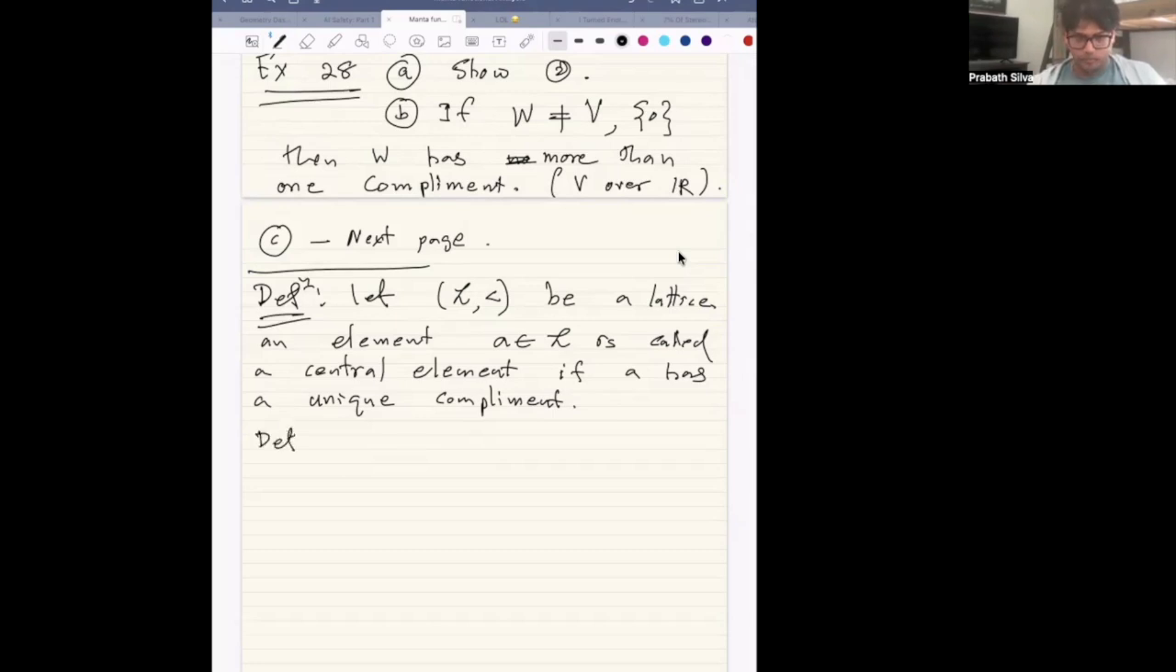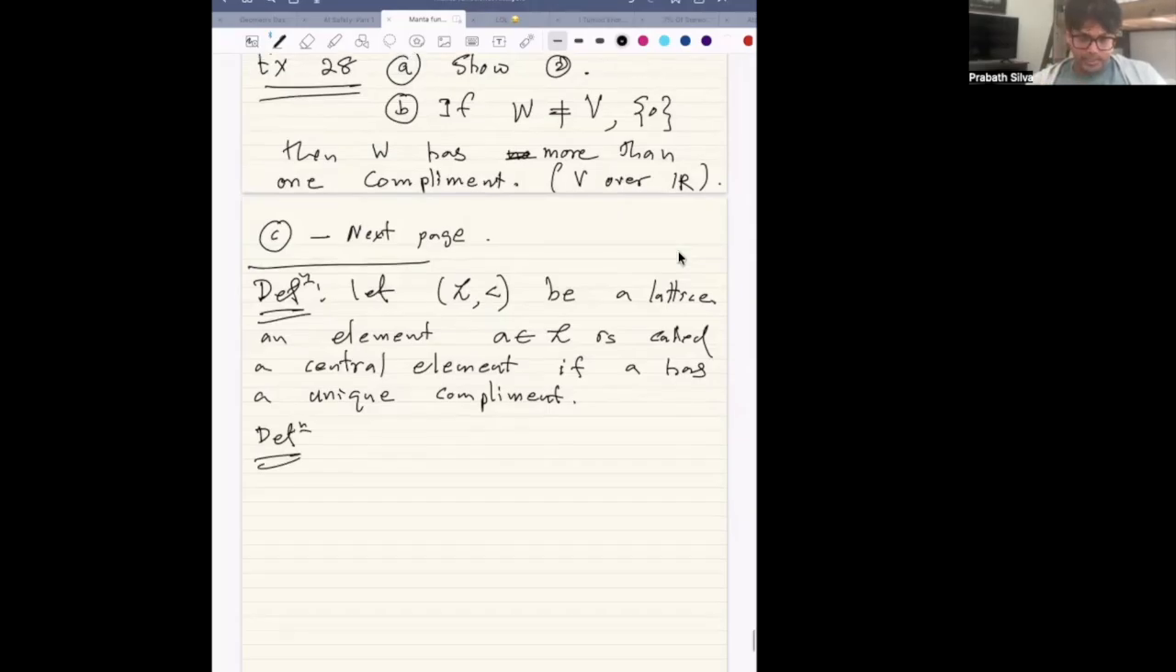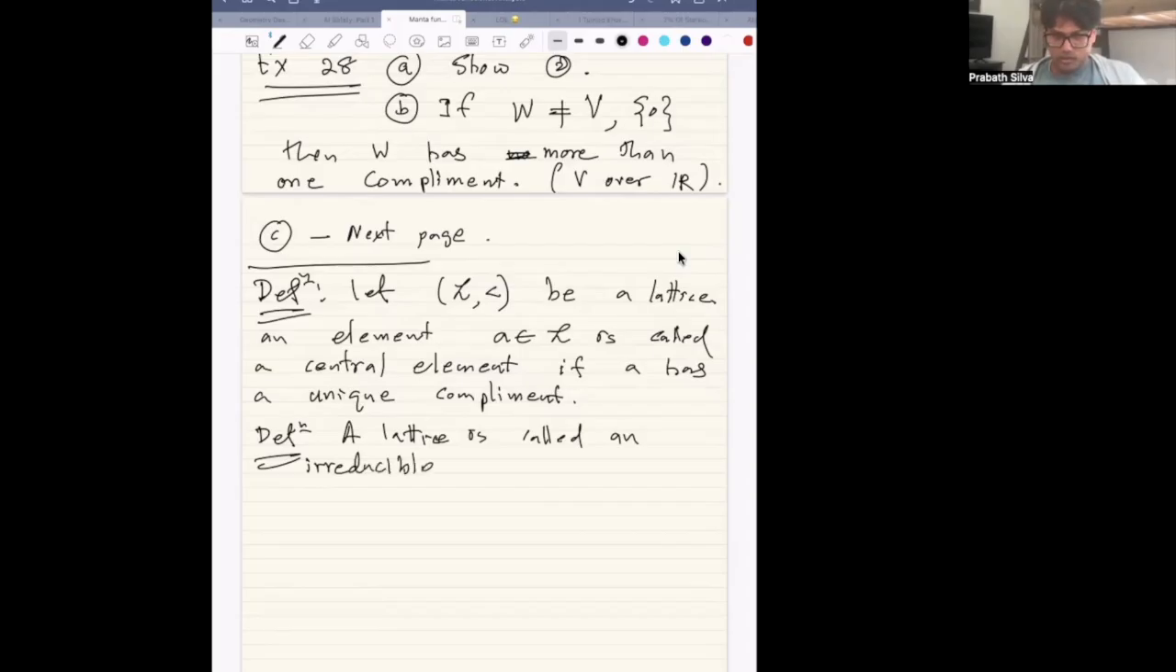So the definition: a lattice is called an irreducible lattice if 0 and 1 are the only central elements of the lattice, because I didn't give a name. Okay.